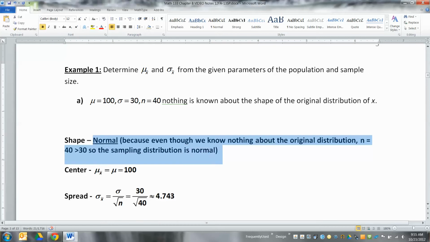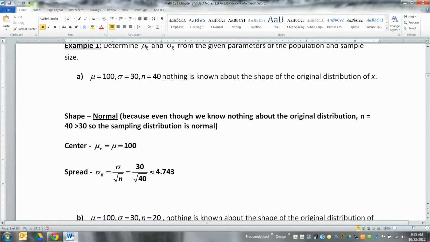Now the center, mu sub x bar, should be equal to mu, which in this case was 100. So that's my mu sub x bar. My spread is sigma over the square root of n. That's how far the rooms should be apart from each other, if you want to think of it that way. So you take 30, your sigma, and divide it by the square root of n, which is 40, and that comes to about 4.743. Again, use a calculator or whatever you need to figure that out.